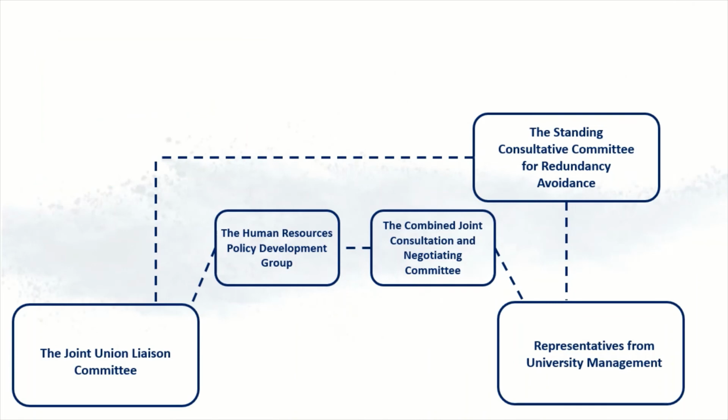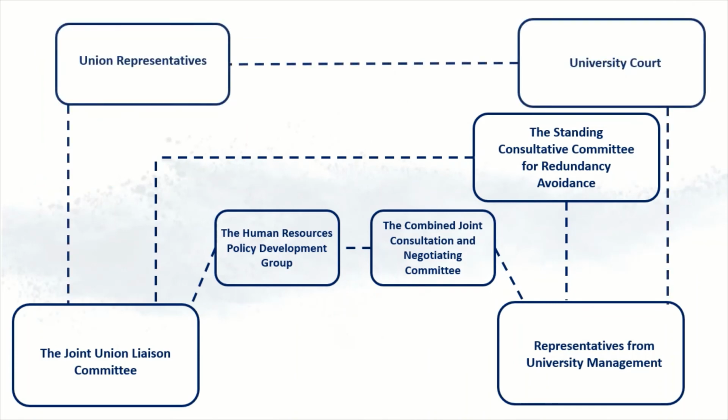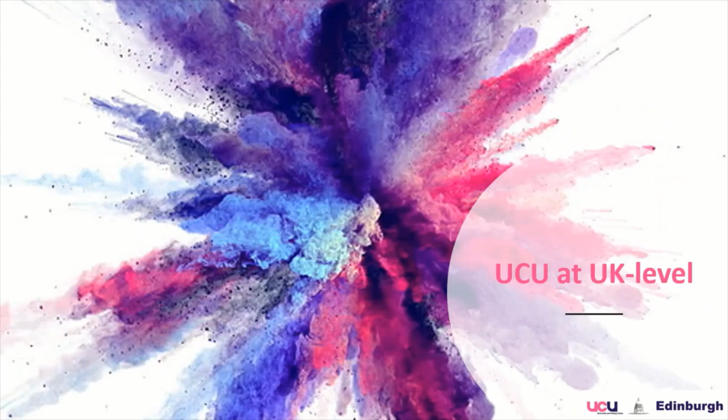UCU Edinburgh elects one member to sit on the University Court, with the other campus trade unions also electing a representative. And so there you have it. These are the formal ways in which UCU and the joint unions communicate with the university. And that also brings us to part 3, the national picture.